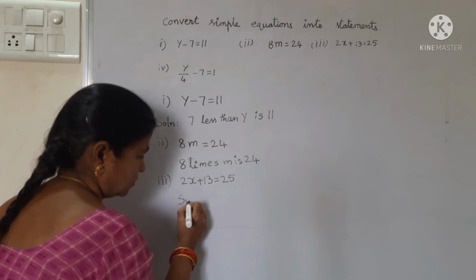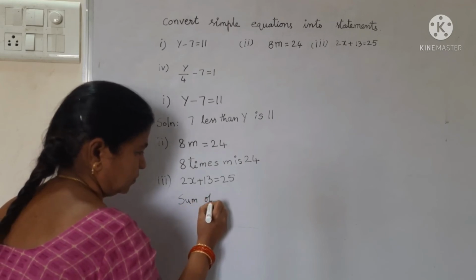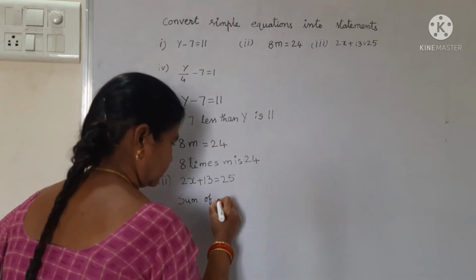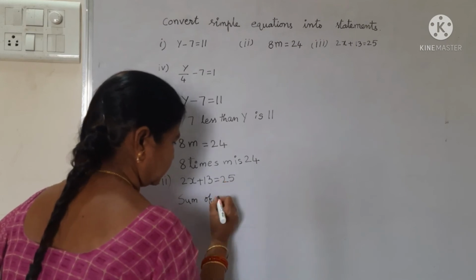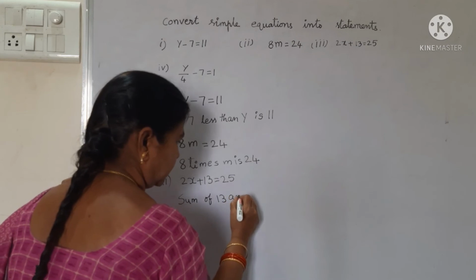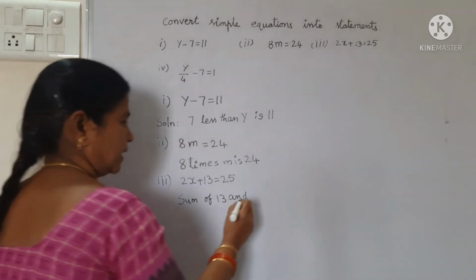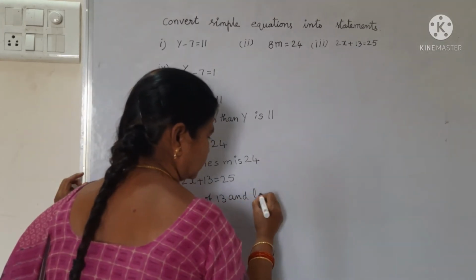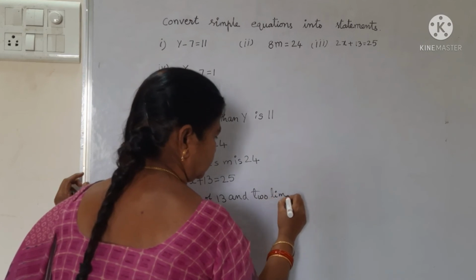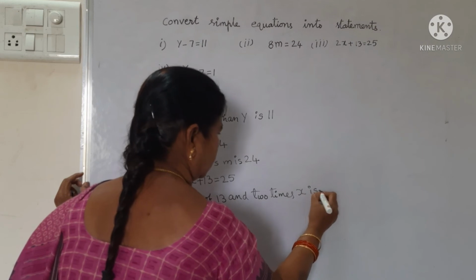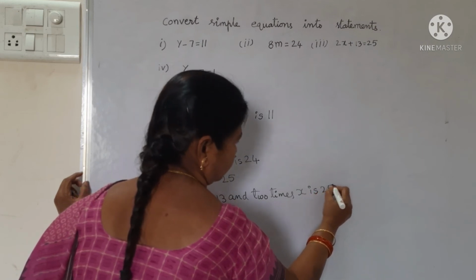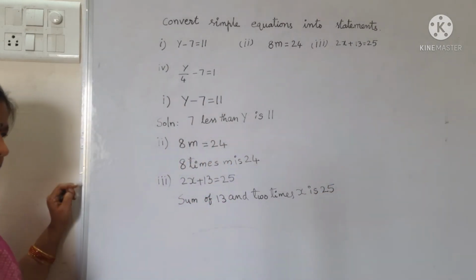Sum of 13 and 2 times x is 25. Like this we can write this one.